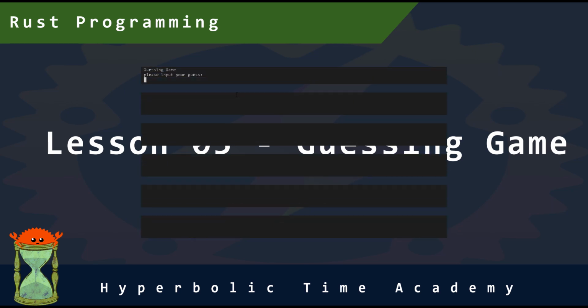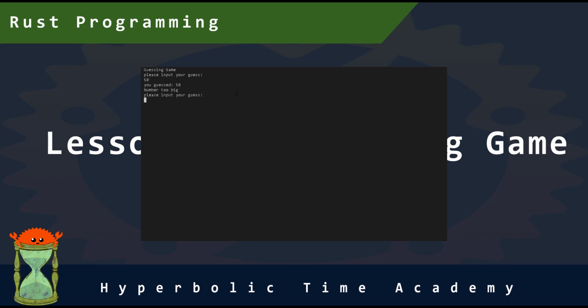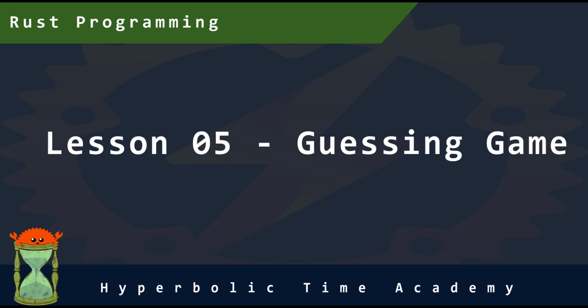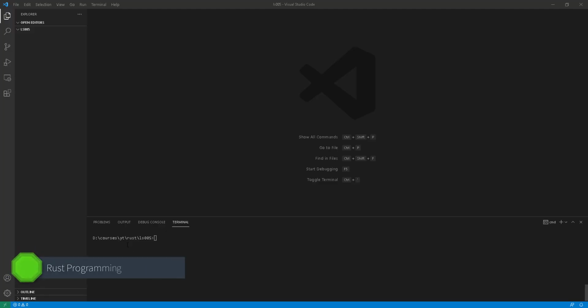We are going to create a simple guessing game using Rust. In this lesson, we are going to go through some very important concepts: how to import external libraries, how to use enumerations, variants, and their values, but also different ways of using match expressions.